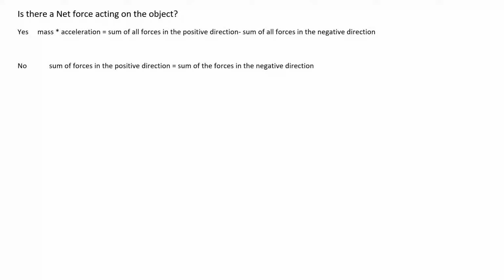So even if the problem says the object is moving at a constant speed of 2 meters per second or 2 million meters per second, its net force is still zero. If there is a net force acting on the object, then we're always going to say, yes, the mass times acceleration, given it has to have an acceleration, is equal to the sum of all the forces in the positive direction minus the sum of all the forces in the negative direction. And the friction force is always in the negative direction of motion.